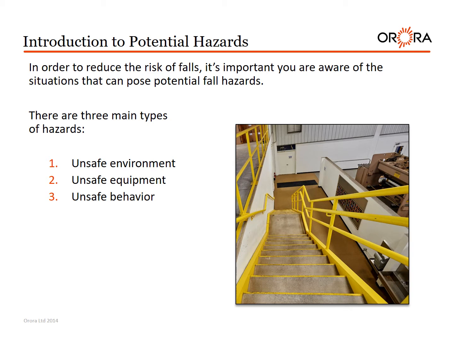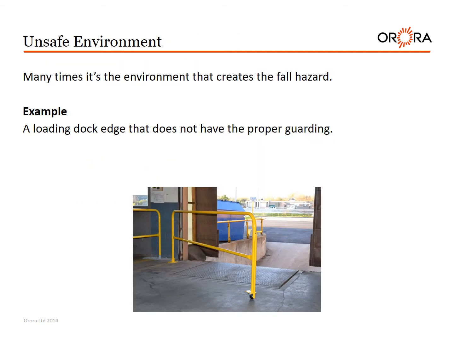Introduction to potential hazards. In order to reduce the risk of falls, it's important that you are aware of the situations that can pose potential fall hazards. There are 3 main types of hazards: unsafe environment, unsafe equipment, unsafe behavior. Unsafe environment. Many times, it's the environment that creates the fall hazard. Example, a loading dock edge that does not have proper guarding.